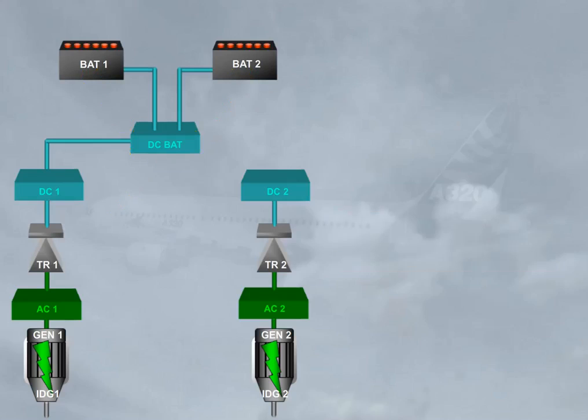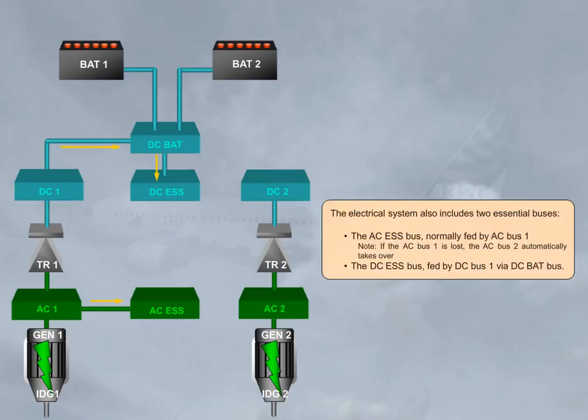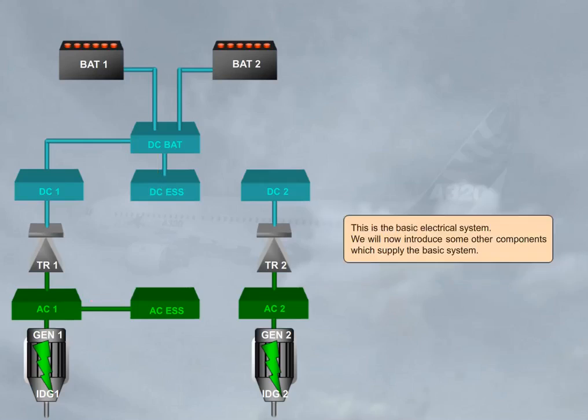The electrical system also includes two essential buses. The AC essential bus, normally fed by AC bus 1. Note, if the AC bus 1 is lost, the AC bus 2 automatically takes over. The DC essential bus, fed by DC bus 1 via DC BAT bus. This is the basic electrical system.